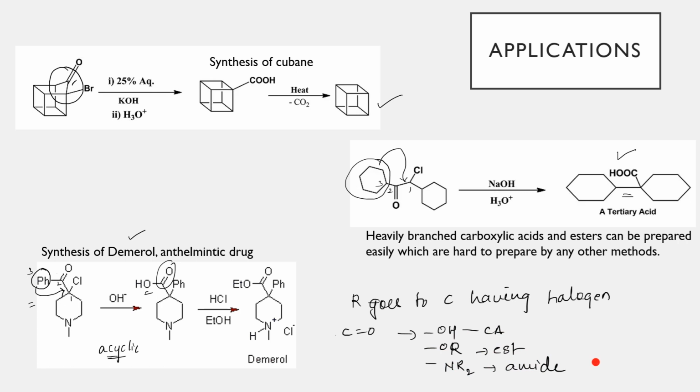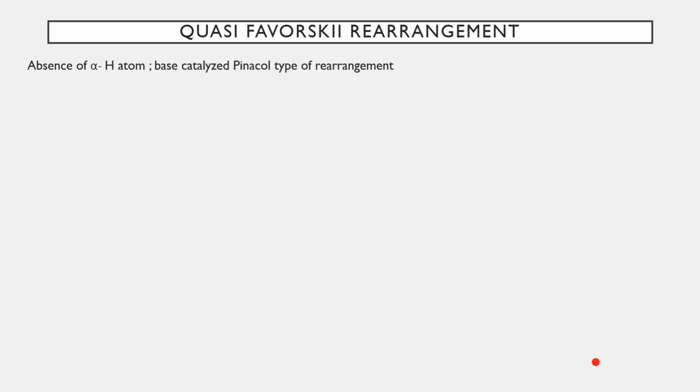There's one more, Quasi-Favorsky, I told you. I'll quickly tell you this because you don't have to study much about it. This is for such alpha haloketones which are not having any alpha hydrogen atom. And the whole reaction is carried out by the base. So see, this is your alpha carbon, but there is no alpha hydrogen atom.